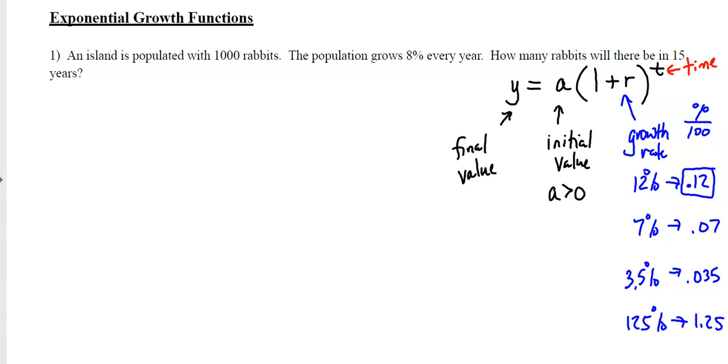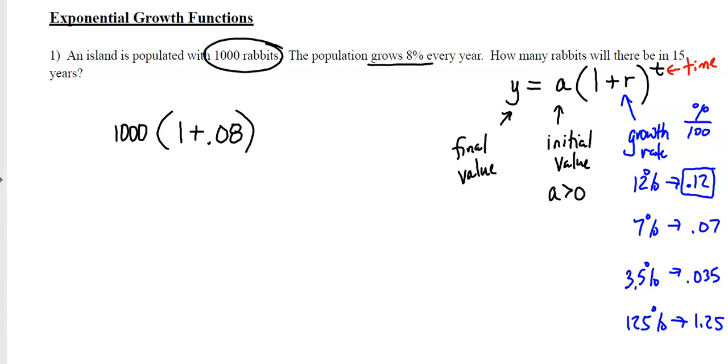All right, let's get into this example. An island is populated with 1,000 rabbits. So this is our starting amount. We grow at 8% every year. And why the 1 is there is because if you start with 1, that means you're just staying the same. 1,000 times 1 means we didn't lose any, we didn't gain any, so you're kind of in balance. But we're growing, so we're going to add to 1 8% every year. And it says, how many rabbits will there be in 15 years?